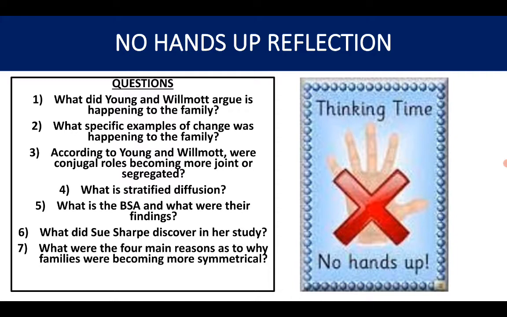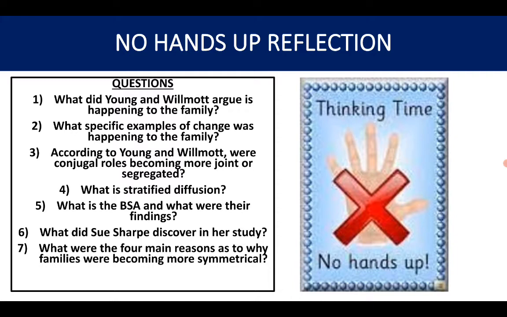Okay, so what did Young and Willmott argue is happening to the family? That should be that there is the emergence of a new man and that the family is becoming more symmetrical. What specific examples of change were happening to the family? Men were doing more housework within the household. Conjugal roles were becoming shared and somewhat equal. And that somewhat answers the third question. Conjugal roles were becoming, to a certain extent, both joint and segregated. It depended, but the level of effort and the level of work required was becoming equal.